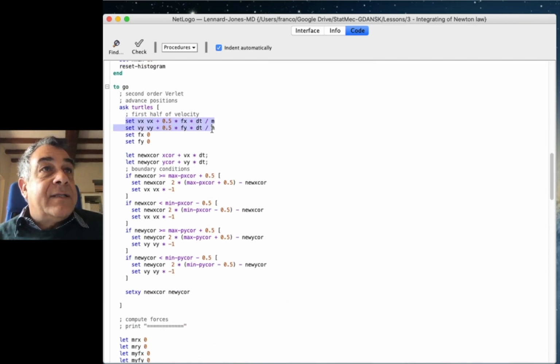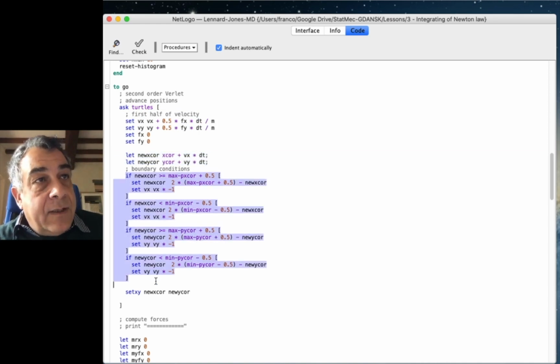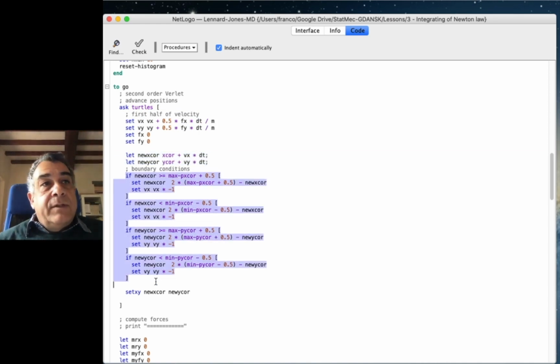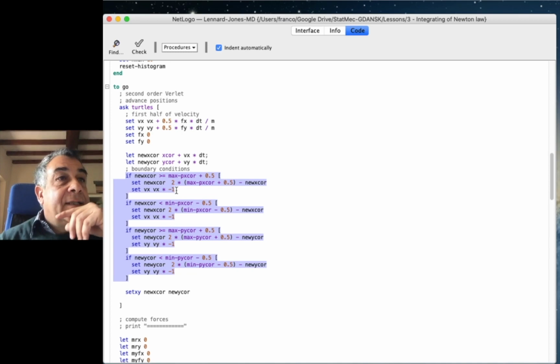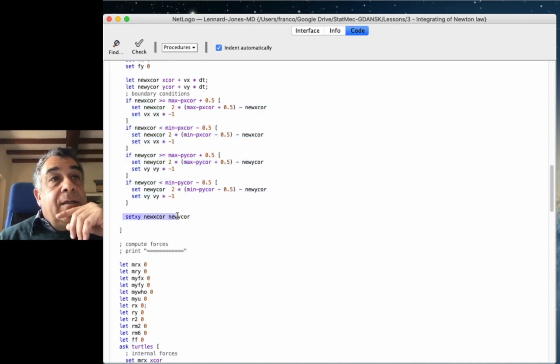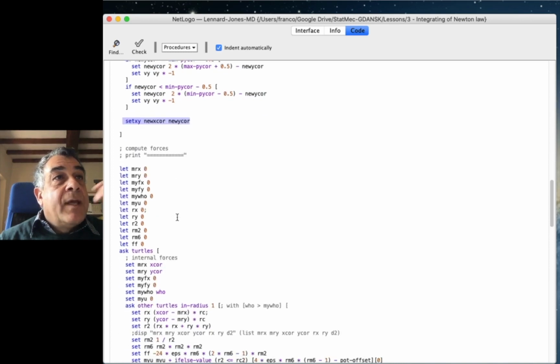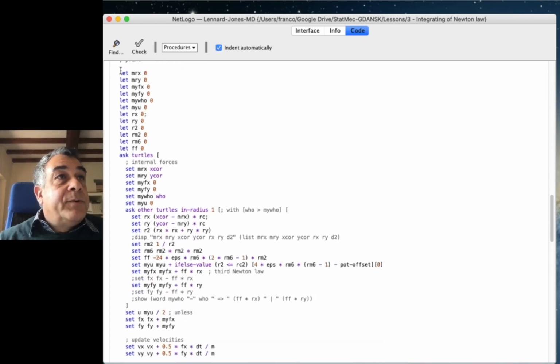We advance the position of each particle. We compute the new coordinates. Here we check for boundary condition. In case of a boundary collision, we have to reverse the appropriate velocity, and move the particle so that it stays inside. And then I ask the turtle to move to the new position. And finally, I have to compute the forces.